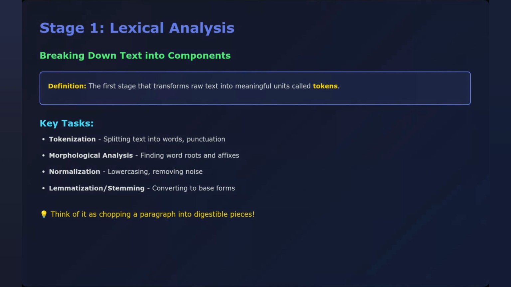All right, let's start with stage 1, lexical analysis. This is where everything begins. Lexical analysis is like taking a paragraph and breaking it down into its atomic components, words, punctuation, even individual characters when needed. The main tasks here are tokenization, splitting text into words, morphological analysis, finding word roots and affixes, and normalization, cleaning up the text by lowercasing and removing unnecessary punctuation.